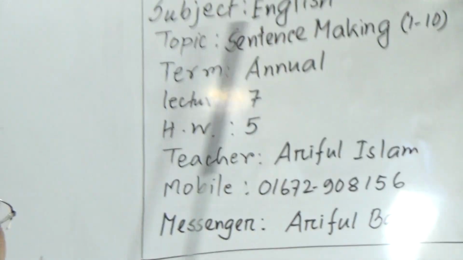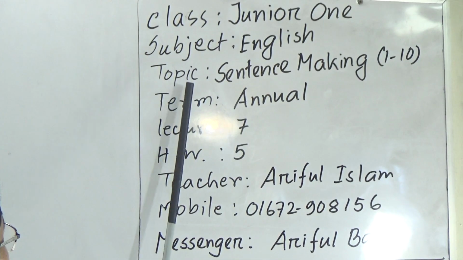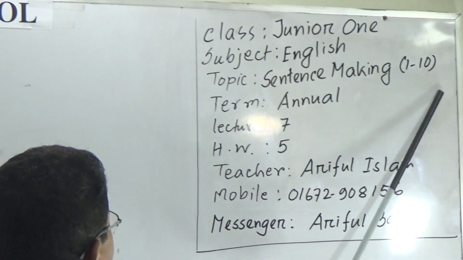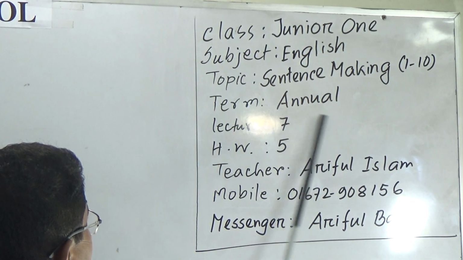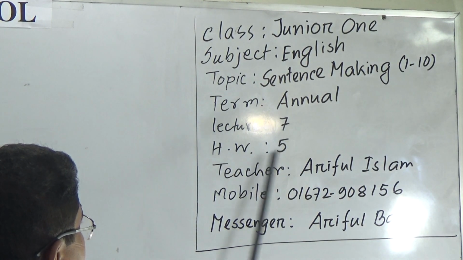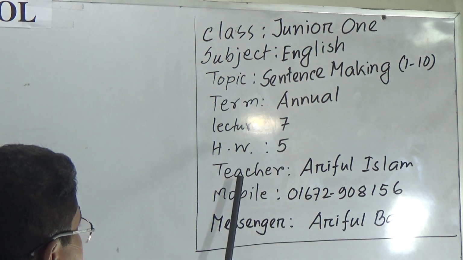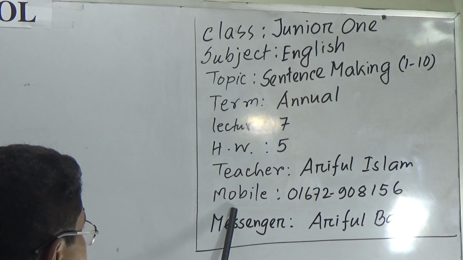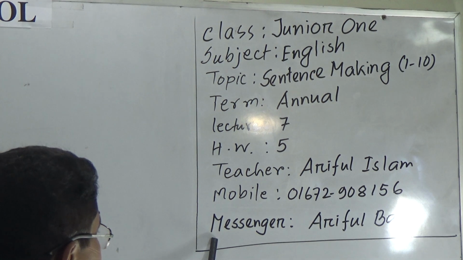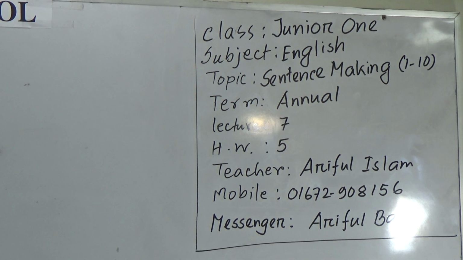Class Junior 1, Subject English. Topic: sentence making, 1 to 10. Term annual, lecture 7, and SW will be 5. Teacher Ariful Islam, and this is my mobile number, and this is my messenger ID. So let's start the class.